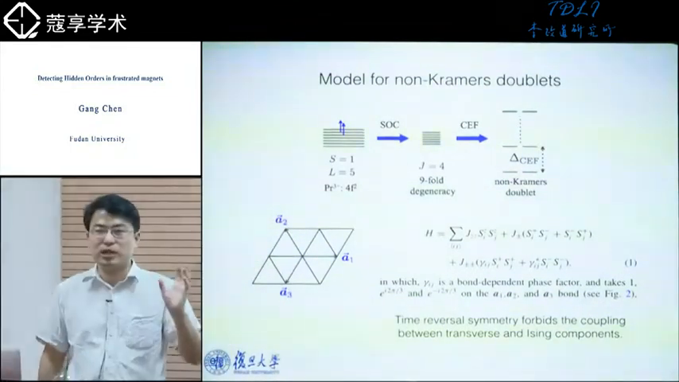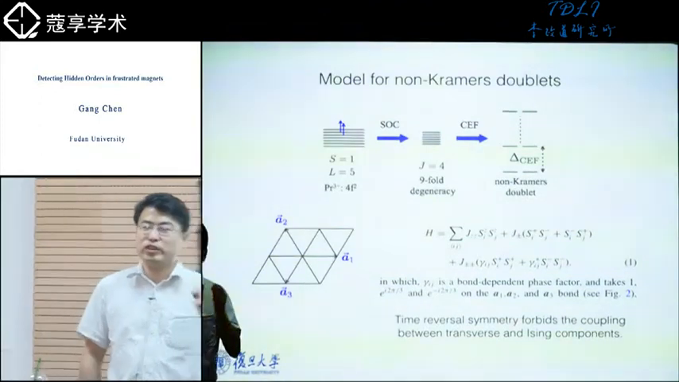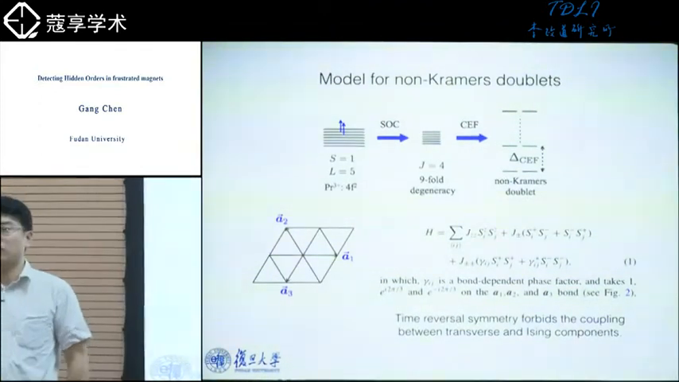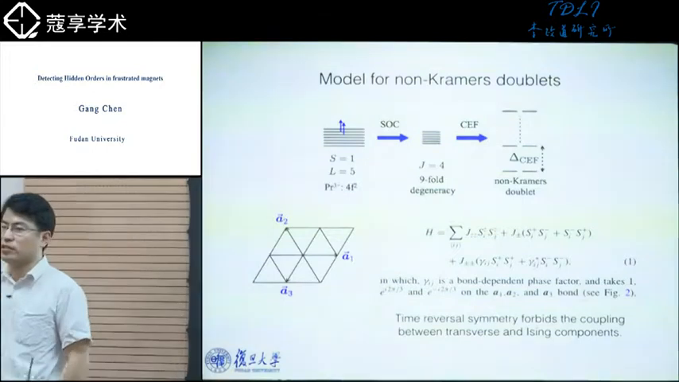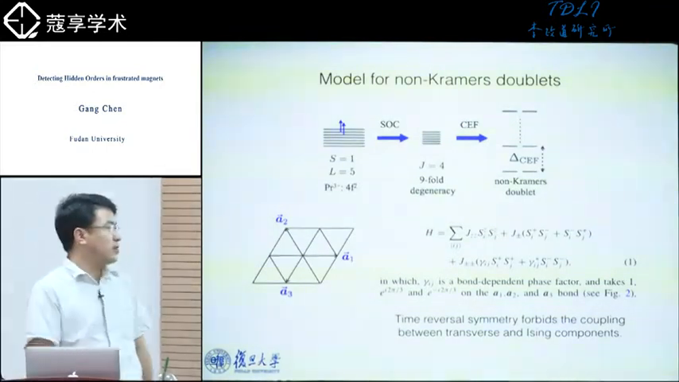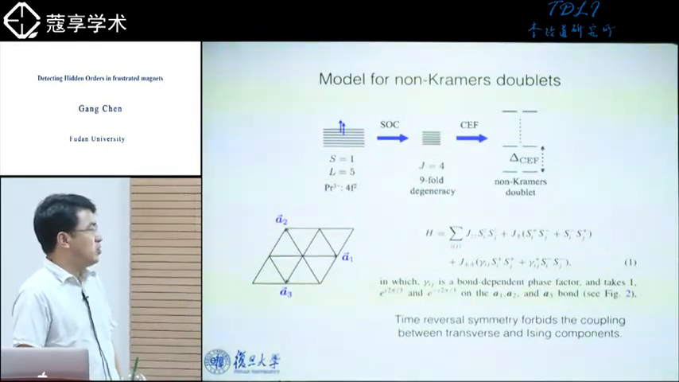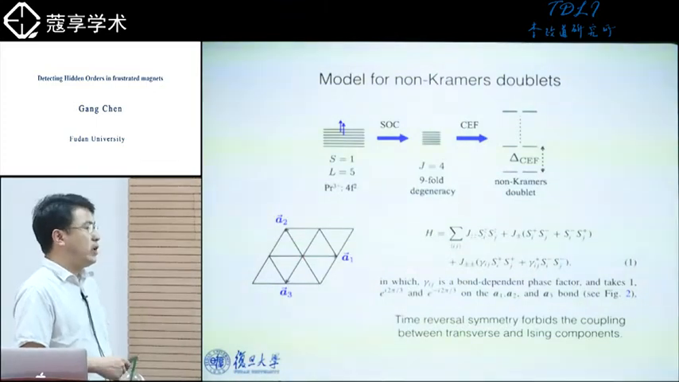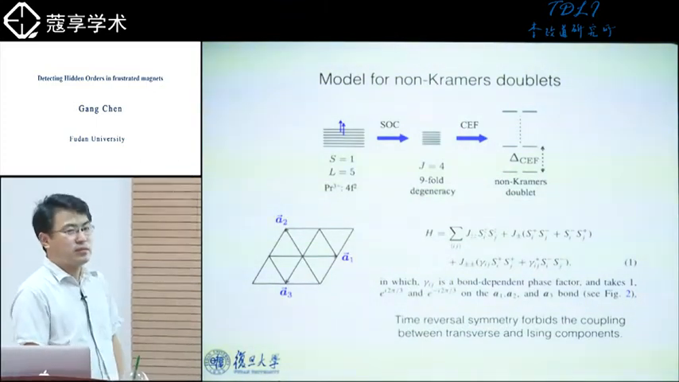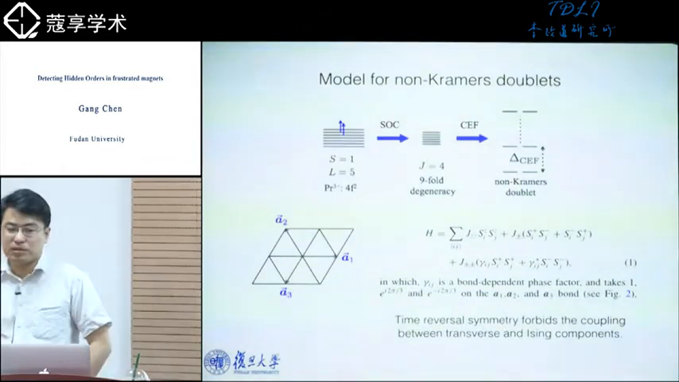As a result, the interaction between these local moments will depend on the orientation of the bond, because the orbital has orientation, right? So that's why this effective interaction between the local moments depends on the orientation of the bond.